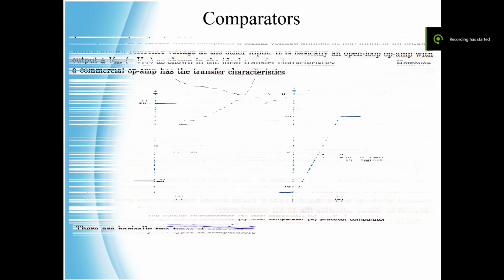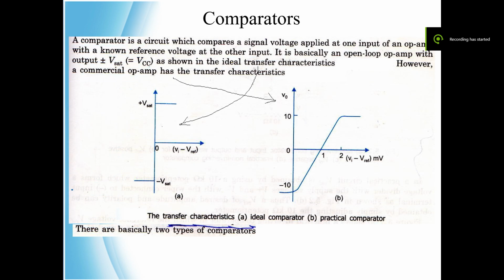Comparators. A comparator is a circuit which compares a signal voltage applied at one input of an operational amplifier with the known reference voltage at the other input.